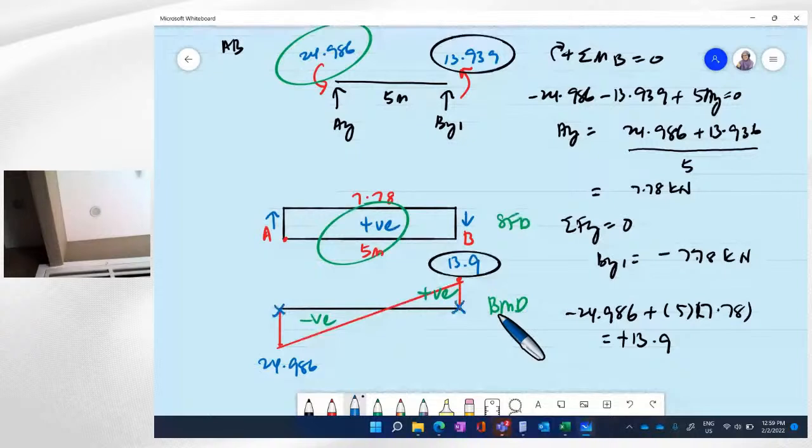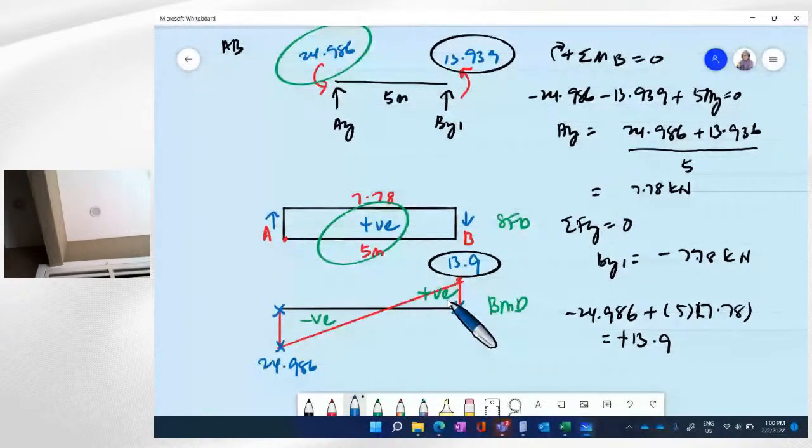So we get 0 plus negative 24.98. So this is the second point. And then we get positive 13.9. This is after we plus this, and this is negative, that's why it is minus. We get back to 0. So this is the right bending moment diagram for member AB.